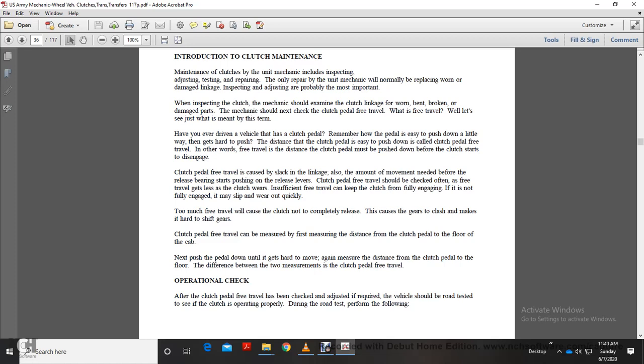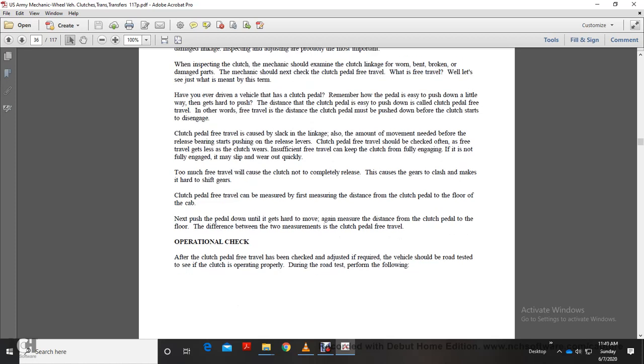Clutch pedal free travel may be measured by first measuring the distance from the clutch pedal to the floor of the cab. Next, push the pedal down until it gets hard and hold it there, then measure the distance from the clutch pedal to the floor again. The difference between the two measurements is the clutch pedal free travel.